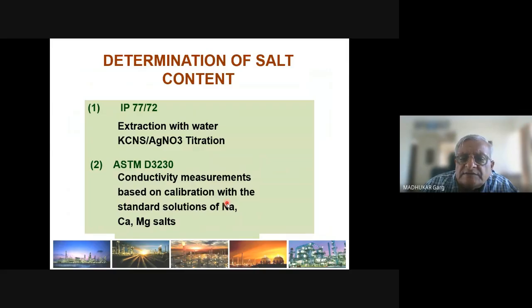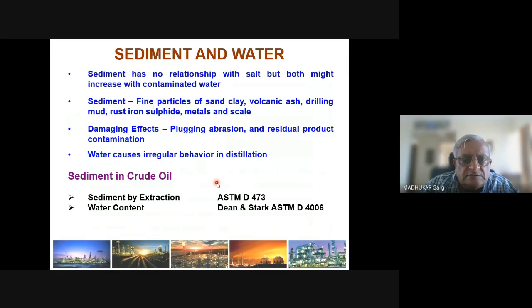There are standard methods today. Of course, the manual methods are no longer used. We use automatic methods, and conductivity measurement is one of the best methods because you have sodium and chloride ions present, which can be easily determined by conductivity measurements and calibrated against standard solutions.